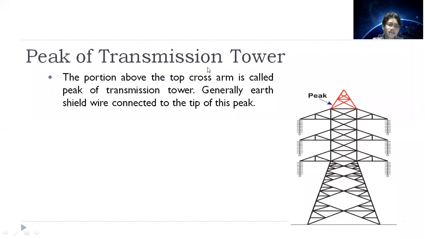Next, the peak of transmission tower. The position above the top cross arm is called the peak of transmission tower. Generally a ground wire is connected to the tip of this peak.